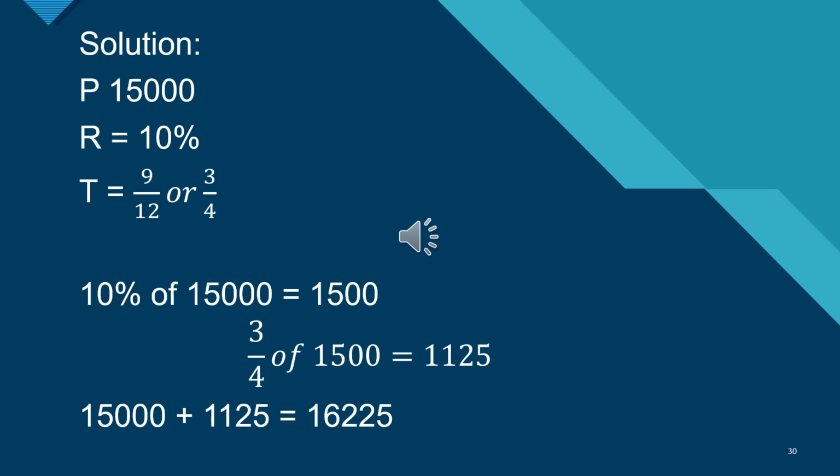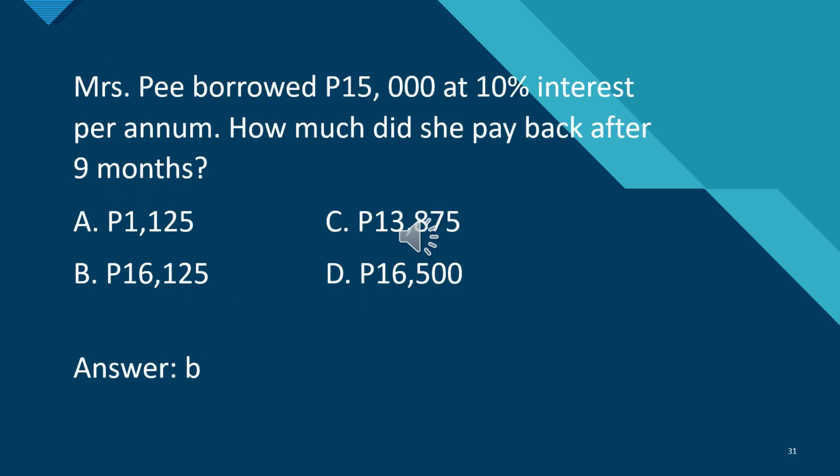1,125. But since the problem is asking us how much did Mrs. Pascual pay back after 9 months, that should include the principal. So we add 15,000, the principal, and 1,125 to get 16,125 as the total amount that Mrs. Pascual needs to pay back after 9 months. Hence, the correct answer in this problem is letter B, 16,125.